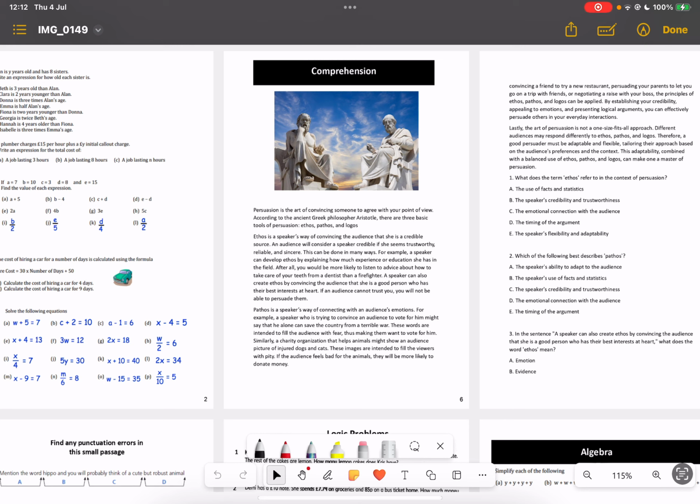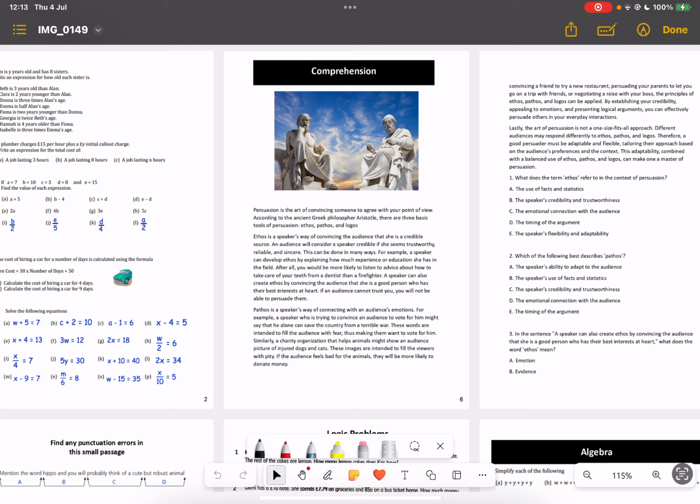After all, you would be more likely to listen to advice about how to care for your teeth from a dentist than a firefighter. A speaker can also create ethos by convincing the audience that she is a good person who has their best interests at heart. If an audience cannot trust you, you will not be able to persuade them.